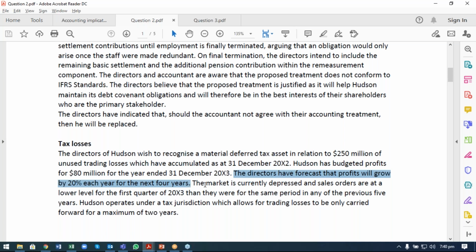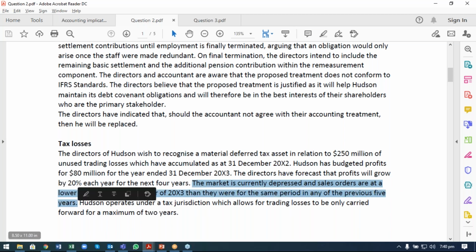Second thing is, the market is currently depressed and sales orders are at a lower level for the first quarter of 2002 than they were for the same period in any of the previous 5 years. There is one idea given by the examiner to you that this forecast or projection provided by the director was incorrect. How can you say? It's explicitly mentioned within the scenario that the orders the company has received within the first quarter of 2003, the current year, for which the directors have given a projection of 80 million of profit, were low.